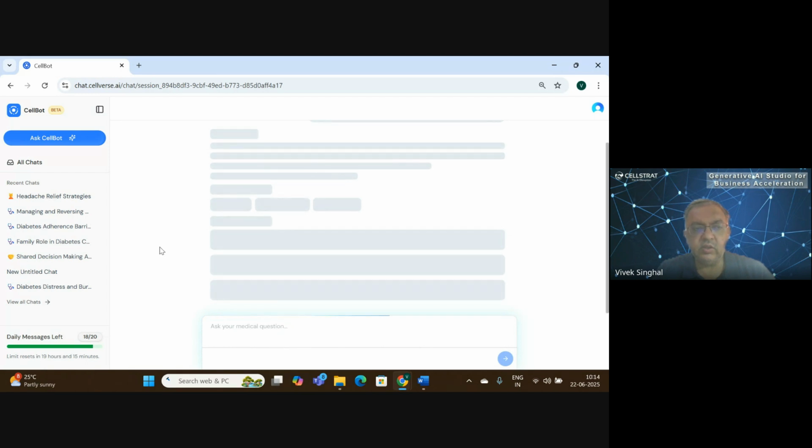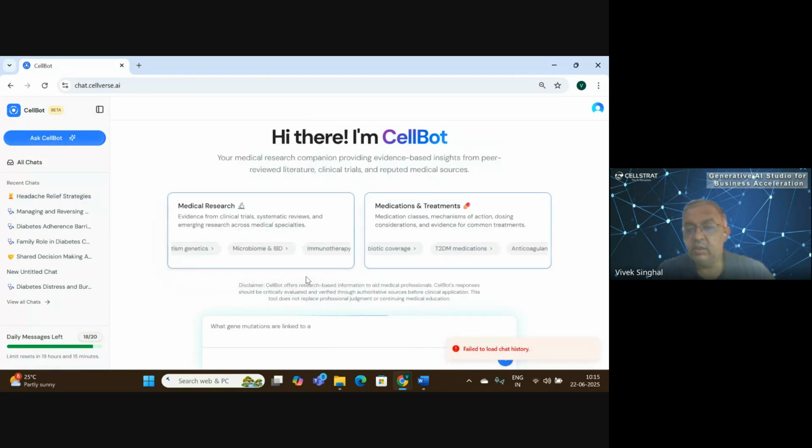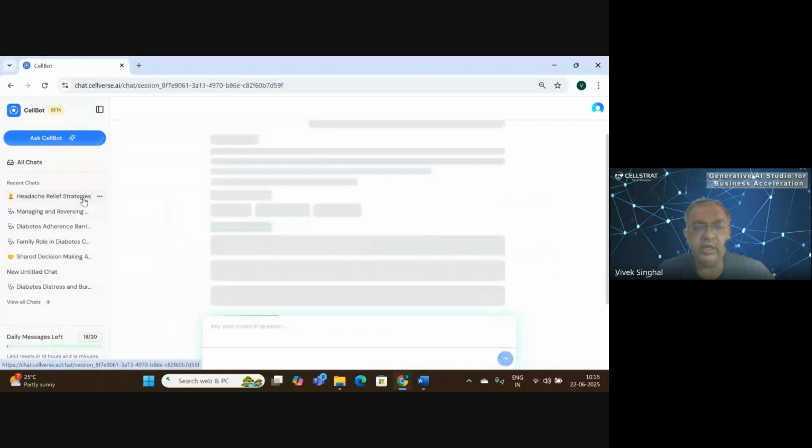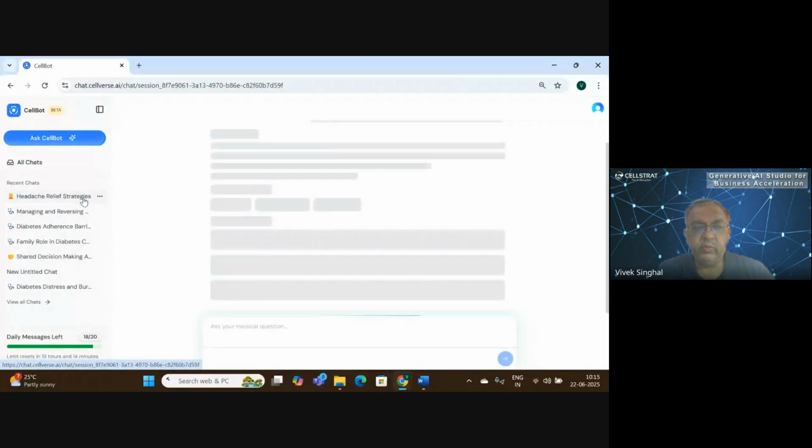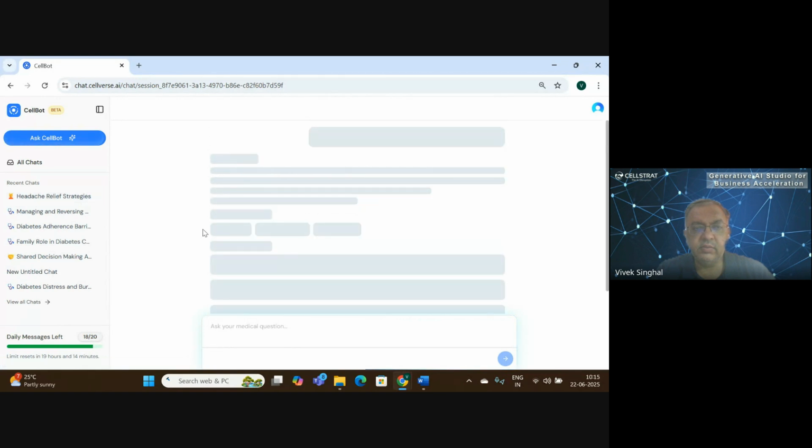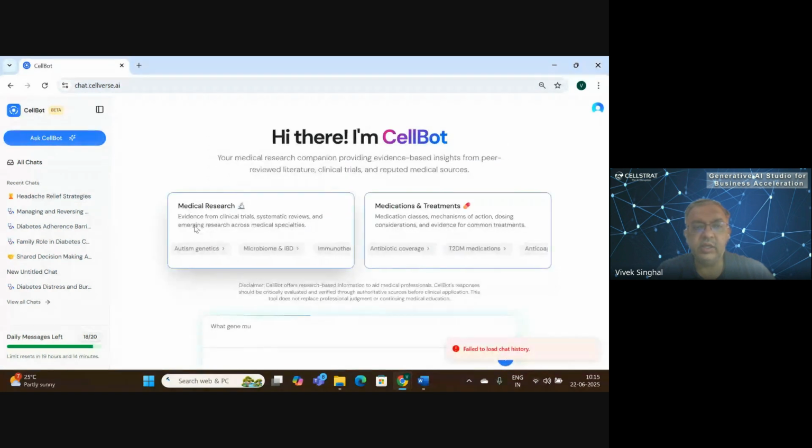So that feature is also provided. Okay, there's some error here. I was chatting about a headache just now, so I can pull it back up and resume talking with that one. Right now it's not able to load history. I have to check with the backend team, but let's start a new chat.